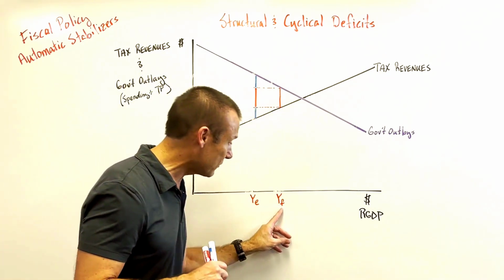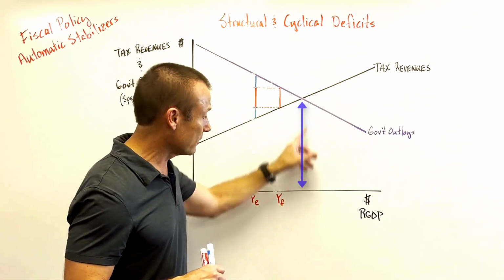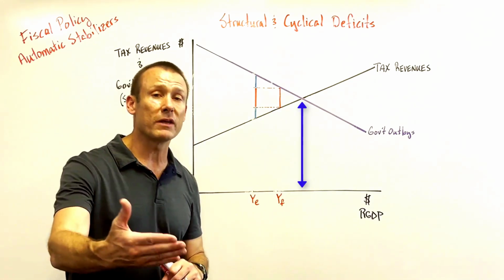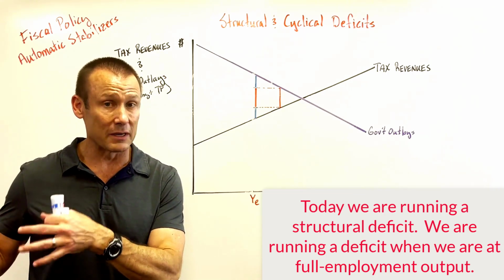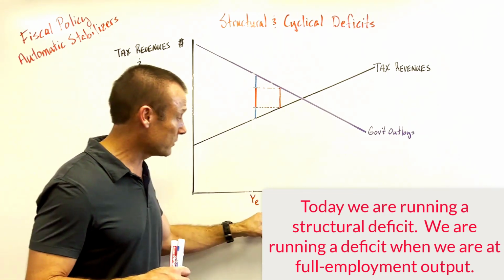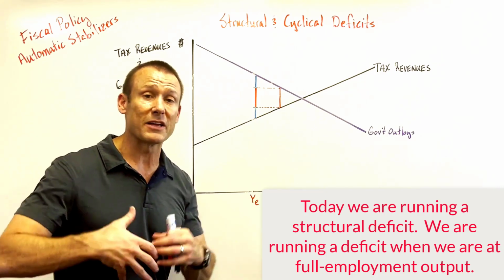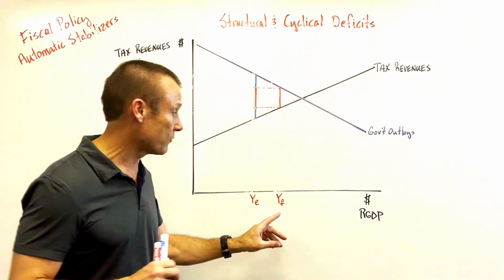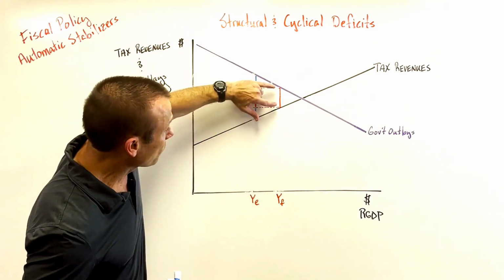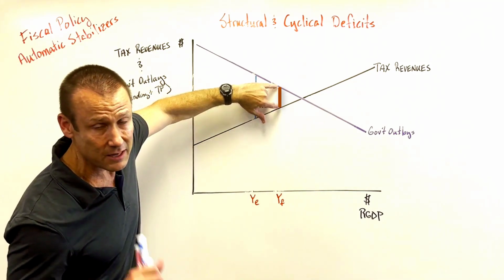In fact, we would have to be booming for us to get to a balanced budget. And the reason I'm drawing it that way is that's how our budget today has been constructed, okay? We have what is called a structural deficit. The budget has been constructed or structured in such a way that we run a deficit even if we're at full employment. And so this vertical distance is the size of the deficit, right?